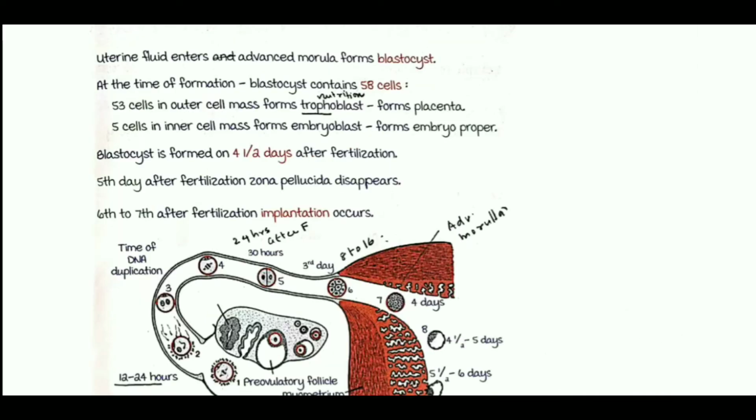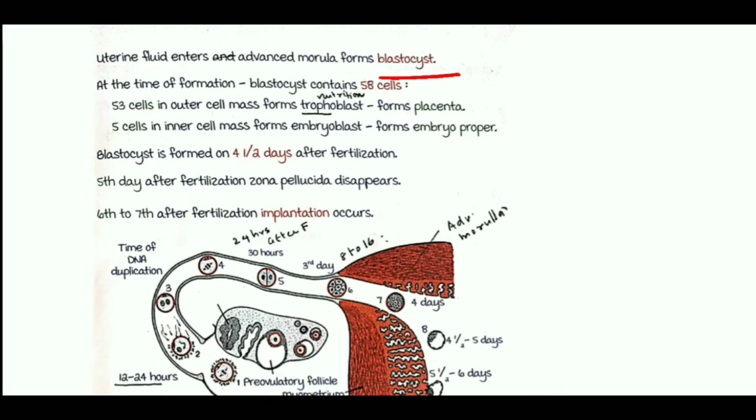So the advanced morula, which is the 32 cell stage, enters the uterine cavity. Once it enters the uterine cavity, the uterine fluid will enter the advanced morula, and thus when fluid enters this advanced morula, the blastocyst is formed. At the time of formation, the blastocyst will contain about 58 cells.